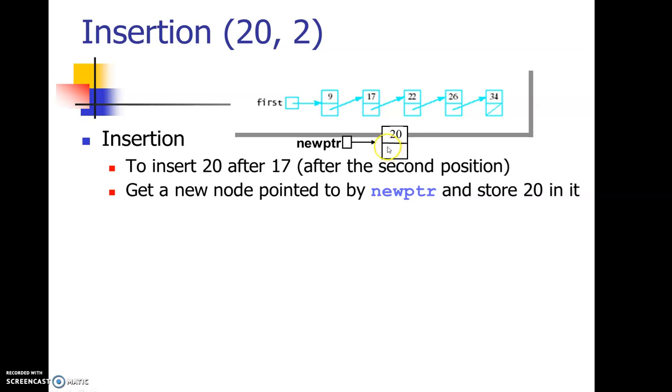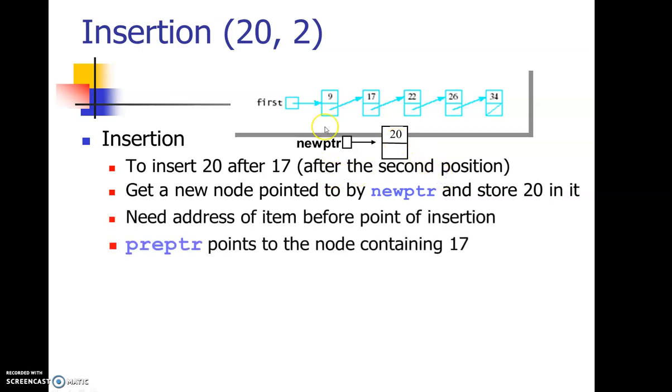Then we need to link this one properly into the linked list. Since we want to put this one after the second item, we need to find the second item first, which is the item before where the new element is to be inserted. So what we're going to do is go from the beginning, find the second item, and then use another pointer to help us point at that location.